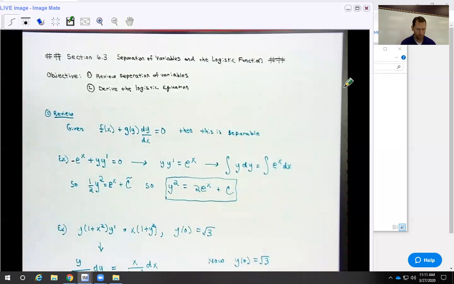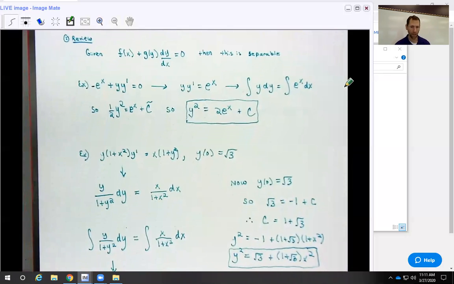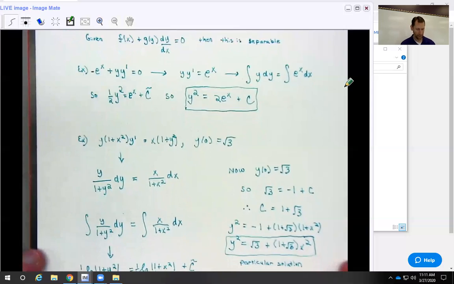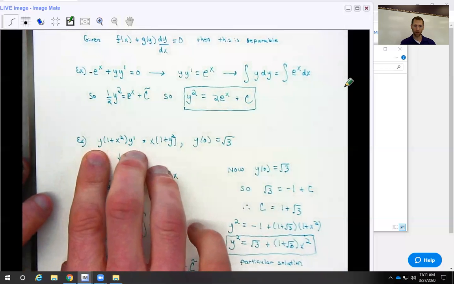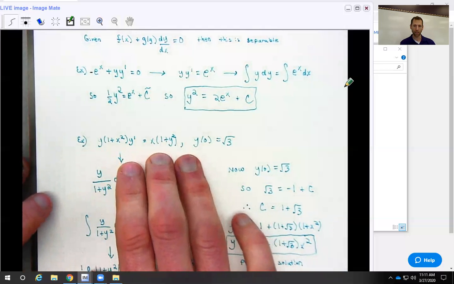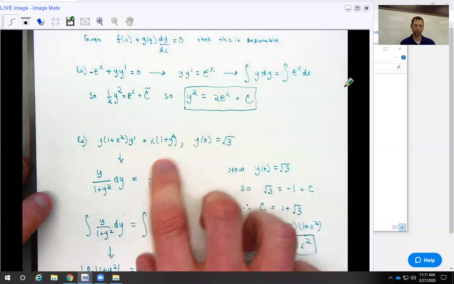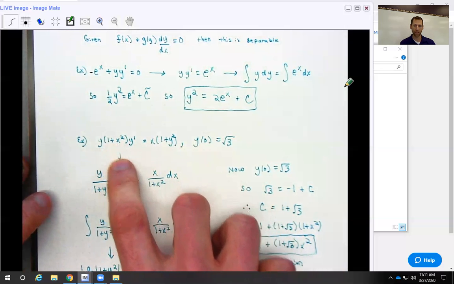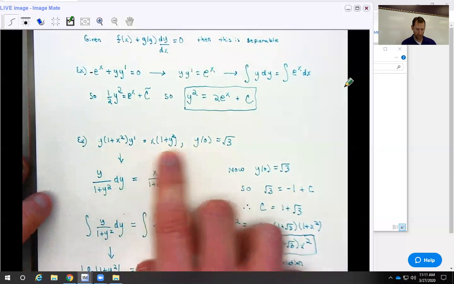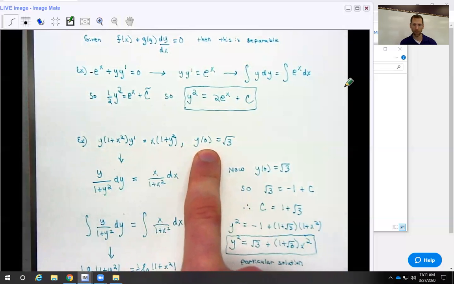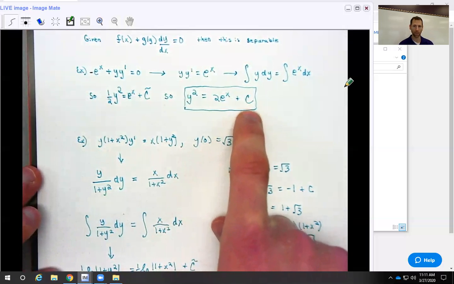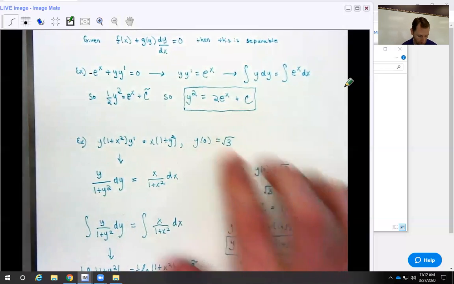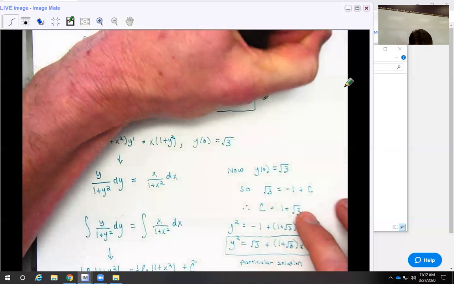Okay. Here's another example, a little more complicated, but I have a function times y prime, and I have some other function. Can I get all the y terms to one side? Can I get all the x terms to another side? This is the initial condition that's going to be used to determine the arbitrary constant. We didn't have an initial condition here, so we just got the general solution. And I'll write that down. This is the general solution.